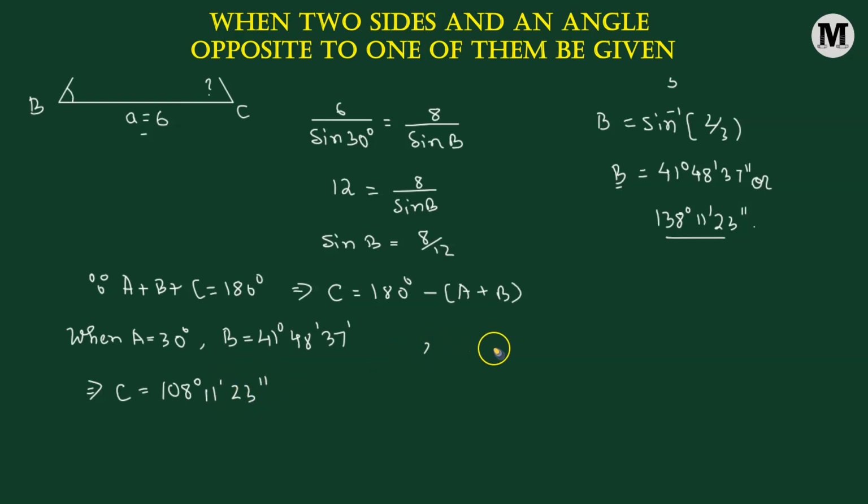Next, A equals 30 degrees is fixed for both of the two triangles. With angle B measured as 138 degrees, 11 minutes and 23 seconds, the measure of angle C is going to be 11 degrees, 48 minutes and 37 seconds. So we have obtained the angle measure for C as well.